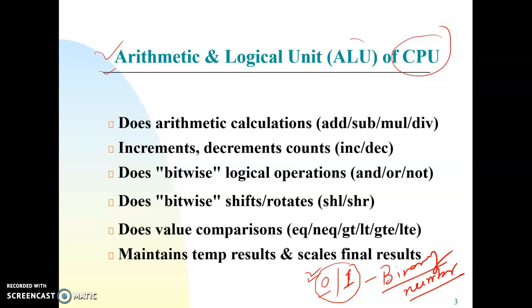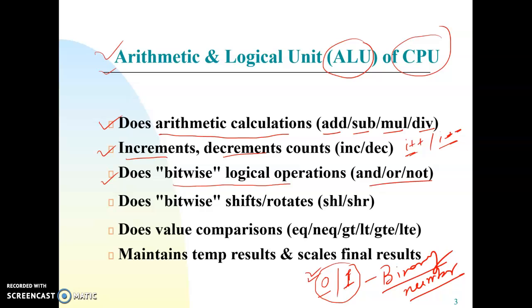And arithmetic and logic unit performs various operations. For example, all arithmetic calculation, that is addition, subtraction, multiplication, division. You can perform increment and decrement count. Like if you remember last week when you implemented a program, you used i++ or i-- for increment and decrement. It performs bitwise operations. We discussed this in C programming. It performs bitwise shift and rotate operation.